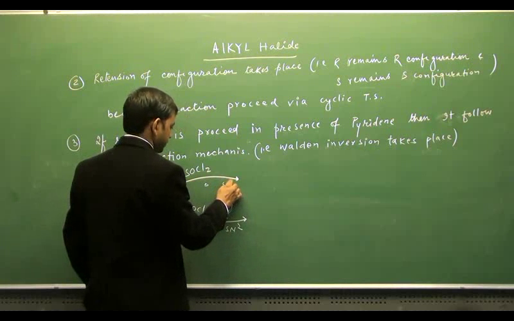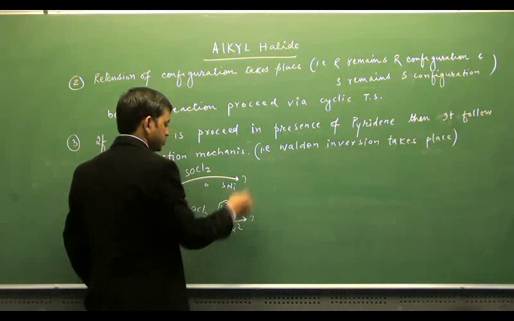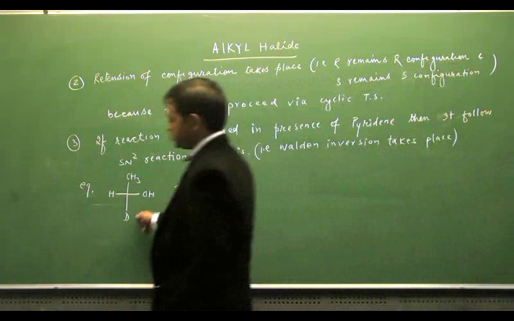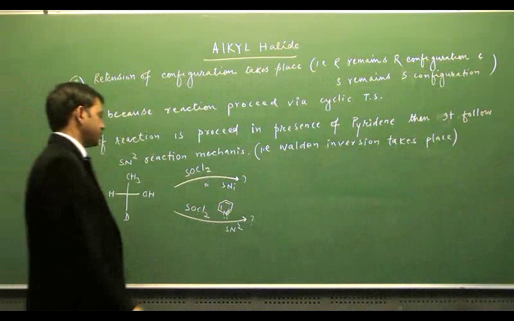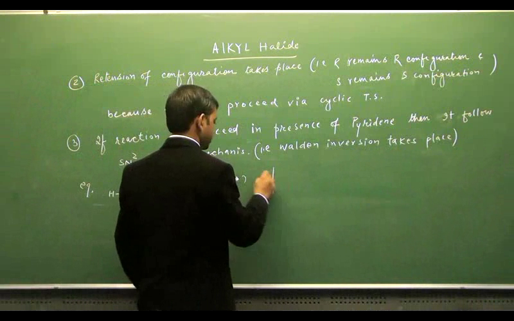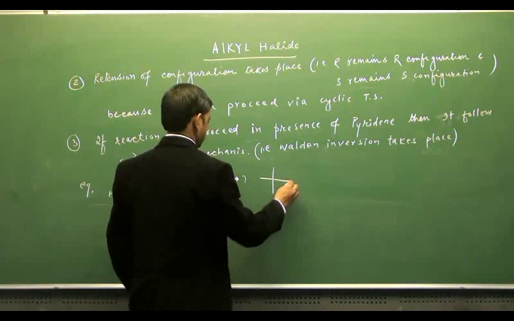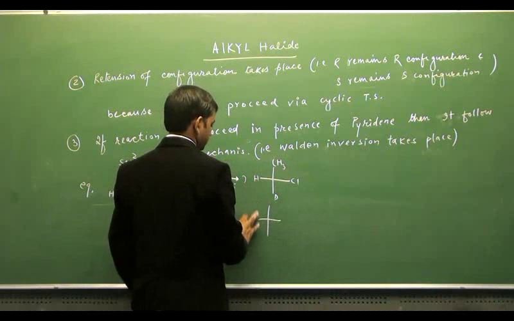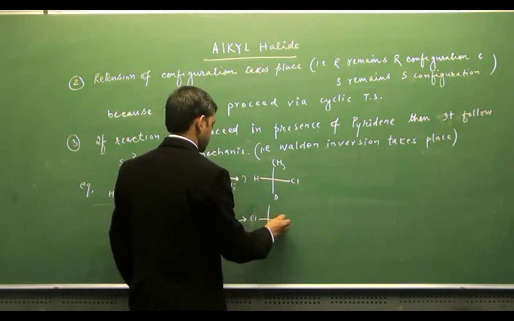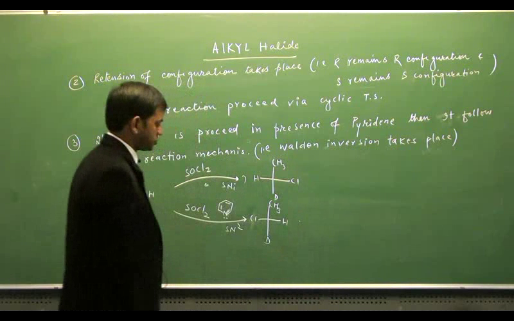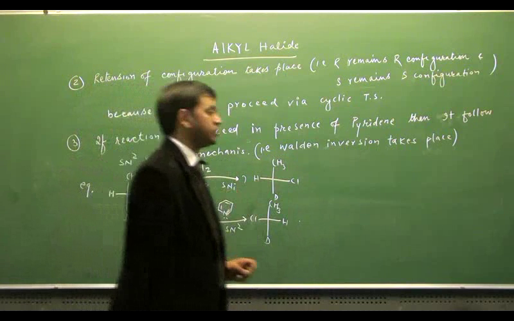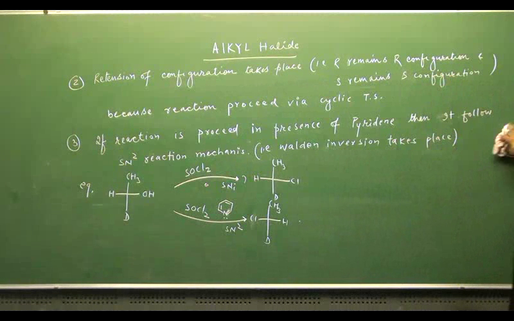Why is it SN2? Why is it SNi? In SN2, Walden inversion of configuration takes place. The product to be obtained, the major product in this case, is Cl, CH3, D, H. As a product it is Cl, H, D and CH3. Let us see the mechanism. Why are we getting this type of product? This is by SN2, this is by SNi. Let us see the reason.